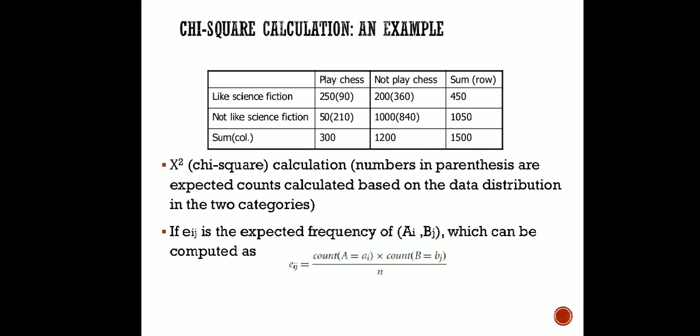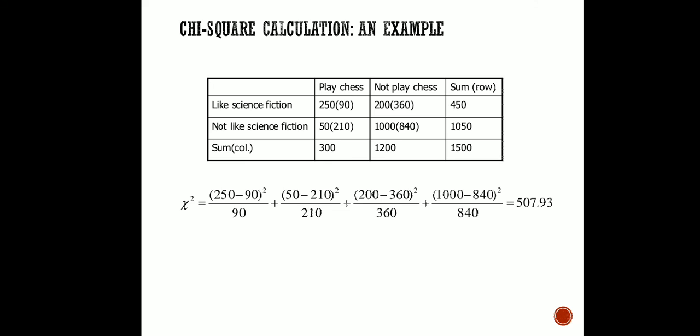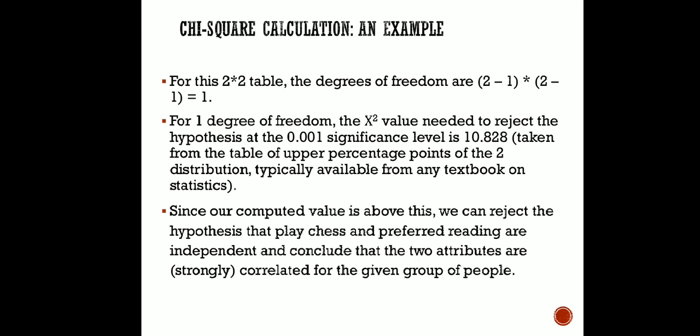Now, since we have the expected values, if you remember the chi-square formula, it is the original minus expected, whole square, divided by expected, and we have to calculate it for 4 cells. We calculated the value for all 4 cells, and it comes to 507.93. For this 2 cross 2 table we have to calculate the degrees of freedom. There were 2 rows and 2 columns, so the degrees of freedom will be (2 minus 1) into (2 minus 1), that is 1.